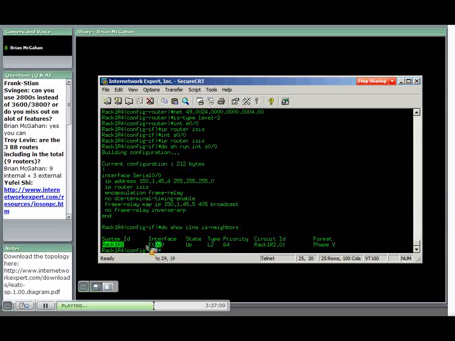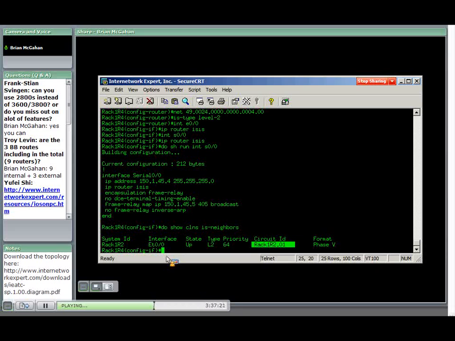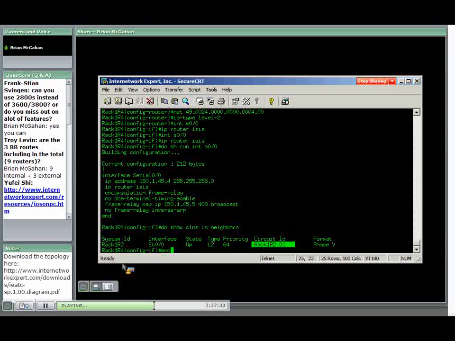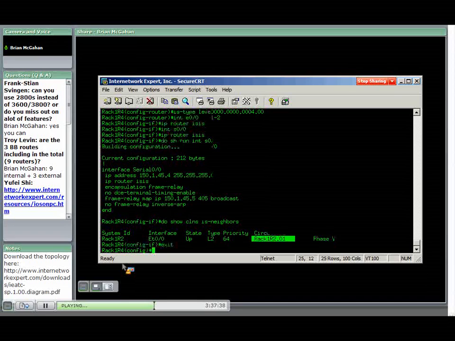Now, if we go ahead and look at the adjacency status between these neighbors, if we say show clns is-neighbors, we can see we are adjacent with router 2 on the Ethernet interface. We can see the type of adjacency is level 2, and the circuit ID is rack1r2.01. This means that for this link, router 2 is the designated intermediate system. So it's like the DR in OSPF. Router 2 is responsible for distributing LSAs. Now in this case, since there's only 2 neighbors, it really doesn't make a difference who the DR is. So unless there's some specific requirement in the exam, we're just going to establish basic routing connectivity.